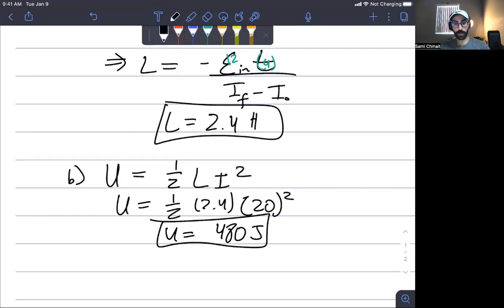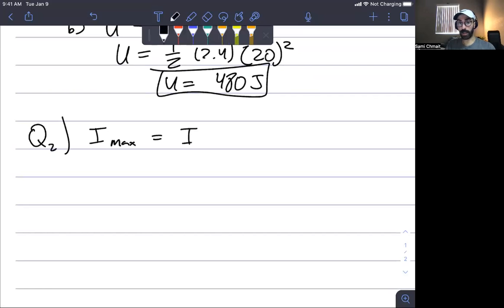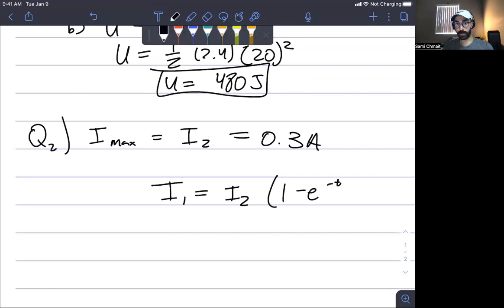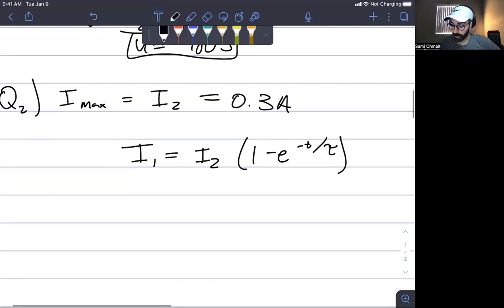So let's start by using our RL equation, right? Imax is equal to I2, where I2 is equal to 0.3 amps. And now we can solve using I1 is equal to I2 times (1 minus e to the minus t divided by tau). Okay. So let's get the currents on one side. So I1 over I2 on one side. That leaves 1 minus e to the minus t over tau.